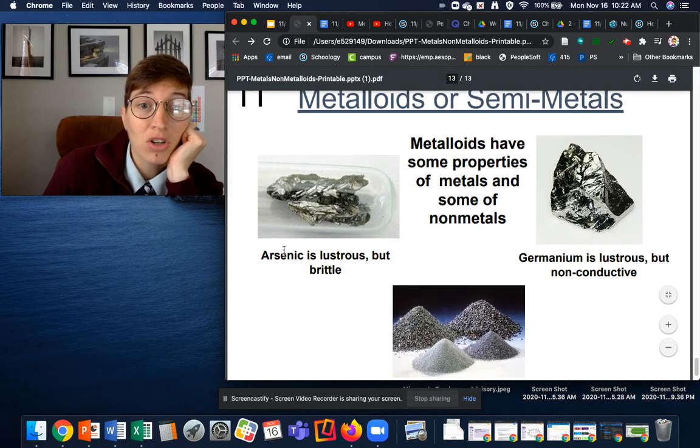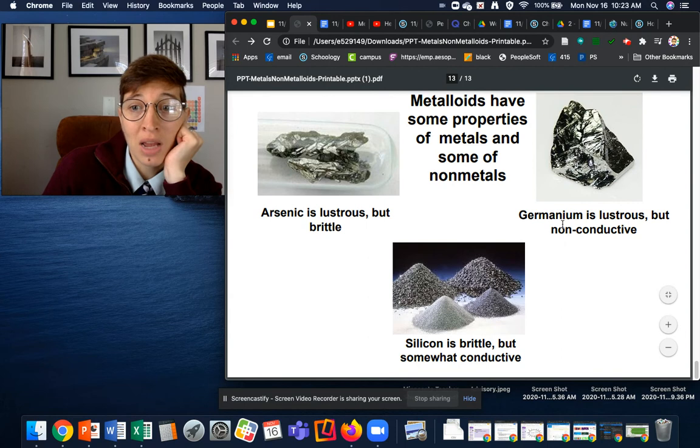Arsenic is lustrous, it's shiny, but it is very breakable, it's brittle. So having a high luster is like a metal, but being brittle is like a nonmetal. Okay, germanium, super shiny, lustrous, that's like a metal, but it does not conduct electricity or heat. That is like a nonmetal. And silicon is brittle, it breaks really easily like a nonmetal, but it does conduct a little bit.